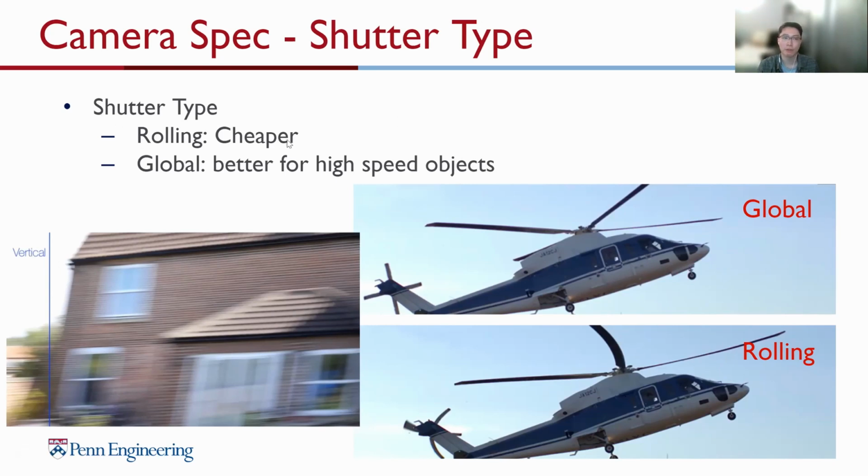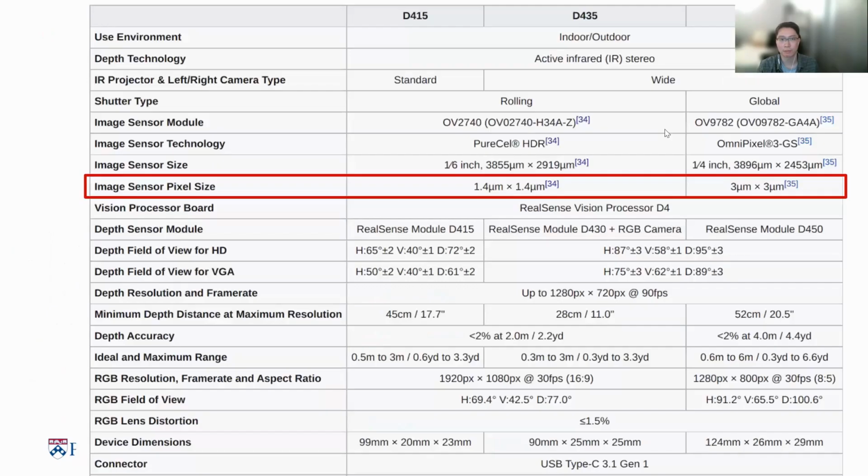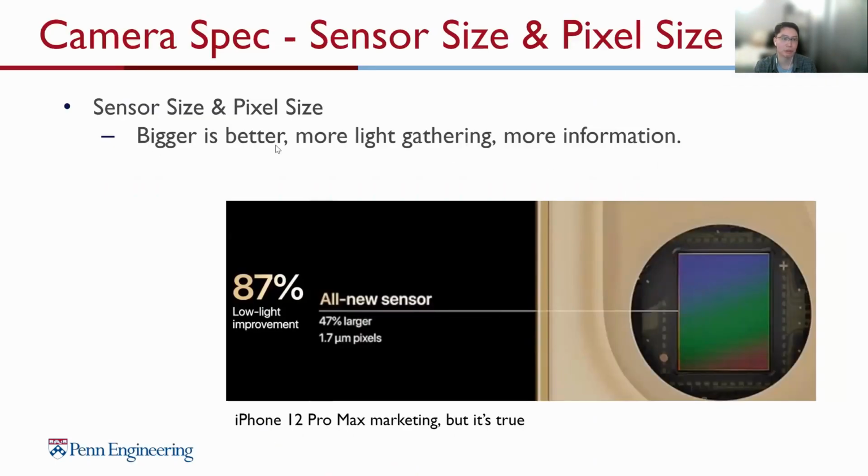So if you have rolling shutter, it's usually cheaper. With high resolution global shutter, sensors are far more expensive than just rolling shutter. But global shutters are better for high speed objects. Next item we'll be looking at is this pixel size. People always talk about like pixel numbers. How many pixels do you have? But in fact, the pixel size is more important than the total number of pixels you have. And the general rule is the bigger the better.